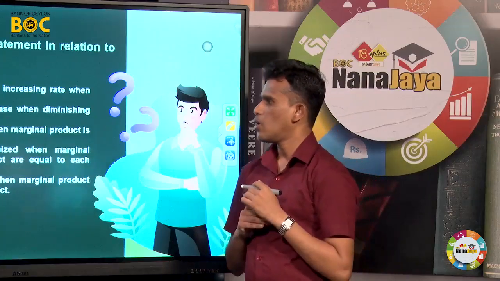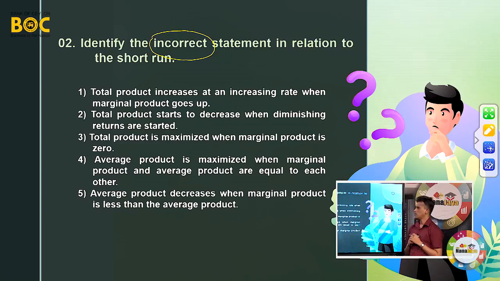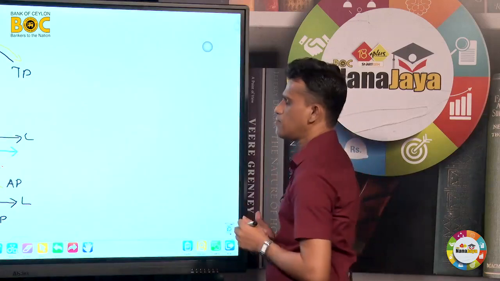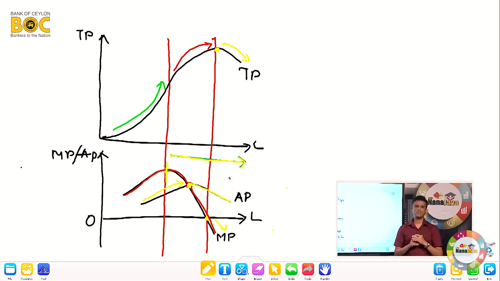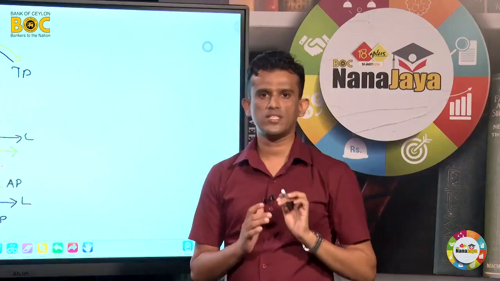Second one, total product starts to decrease when diminishing returns are started. I told you that the diminishing returns are started from this point onwards. That is when the marginal product starts to decrease only, that at that point only the diminishing returns are started, right? But you can see that just because the marginal product starts to decrease from this point onwards, the total product is not going down. During that stage, what happens is the total product increases at a decreasing rate, right?